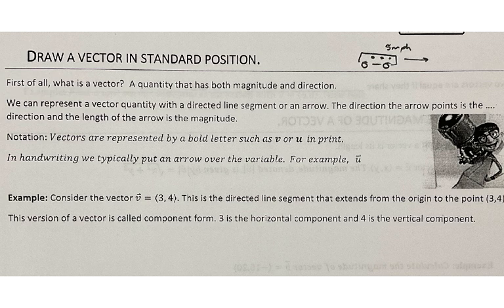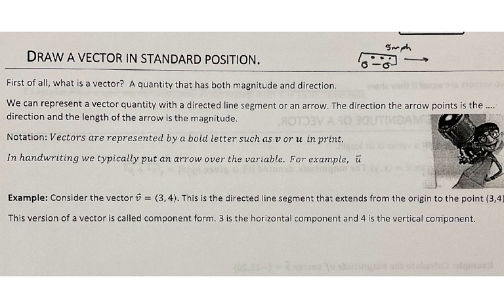So here we go. Consider the vector V. The vector V has coordinates of 3 and 4. This is 3 in the x direction, 4 in the y direction. This is a directed line segment that extends from the origin to the point 3, 4. That's what we want. It went right 3, it went up 4. This version of a vector is called the component form. So when you see this, this is called component form. 3 is the horizontal component, x-axis. 4 is the vertical component, the y-axis.